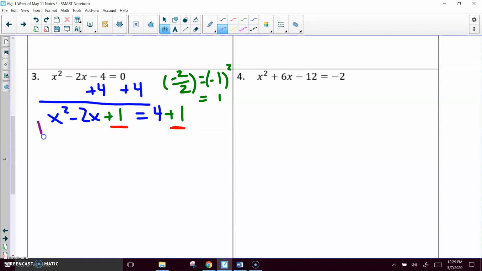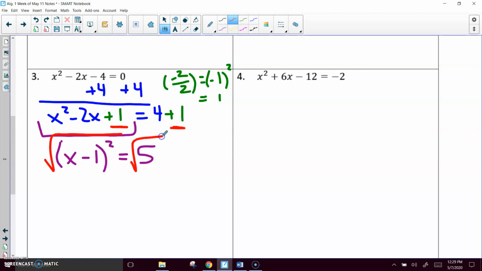When I factor my trinomial on the left, I have x minus 1 squared equals 4 plus 1 is 5. Now let's get rid of our squared by square rooting both sides. Don't forget the plus or minus. That leaves me with x minus 1 equals plus or minus the square root of 5. The square root of 5 is not an integer, so I'm going to leave it as an exact answer, the square root of 5.